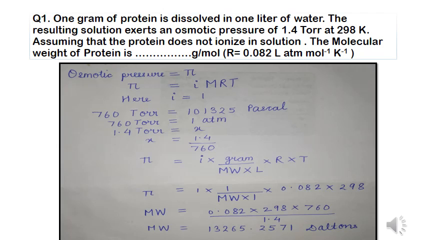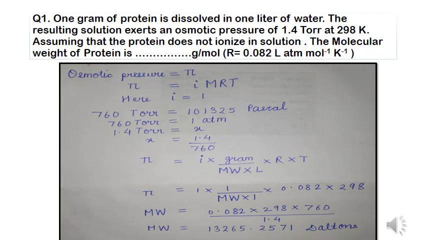Let's take a look at the first question. 1 gram of protein is dissolved in 1 liter of water. The resulting solution exerts an osmotic pressure of 1.4 torr at 298 Kelvin. Assuming that the protein does not ionize in the solution, the molecular weight of protein is dash grams per mole. So in order to solve this question, you should know what osmotic pressure is.